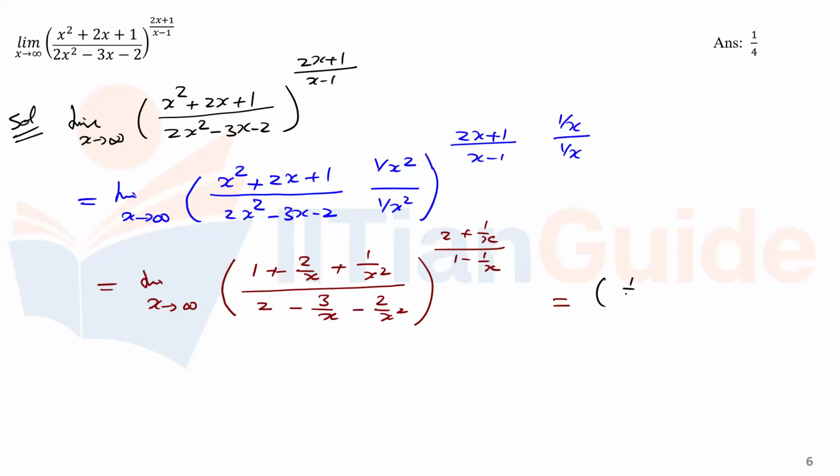That I am writing 1 by 2. In the power term, 1 by x, that becomes 0. 2 plus 0, that is basically 2 by 1. Power 2. Our answer is 1 by 4. Is it clear to everybody? Tell me. Yes, sir. Okay.